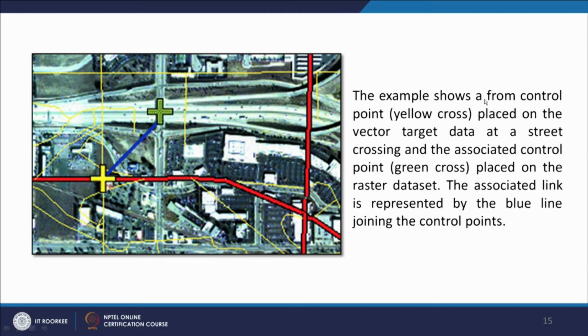So the example shows a control point, a yellow cross placed on the vector target data at a street crossing, which is this one, and the associated control point, that is the green cross, placed on the raster data, and the associated link is represented by the blue line joining the control points.